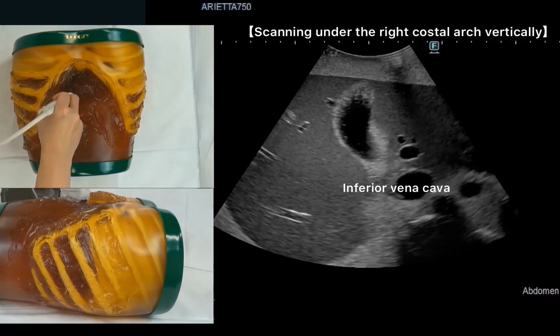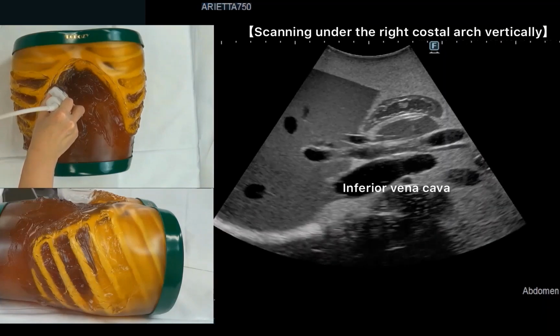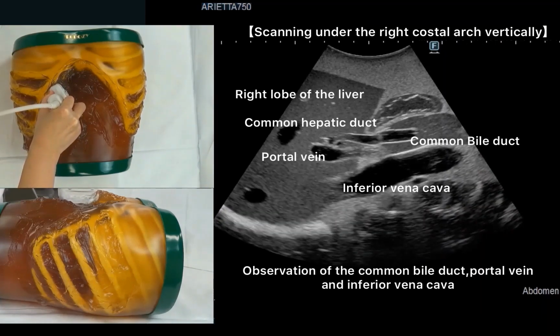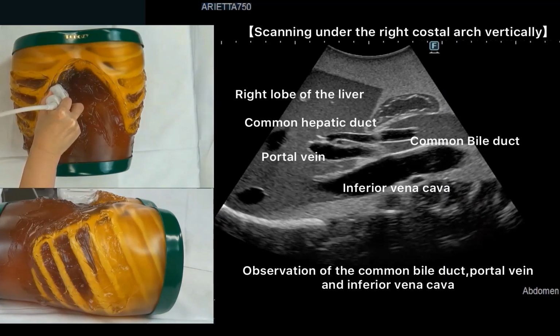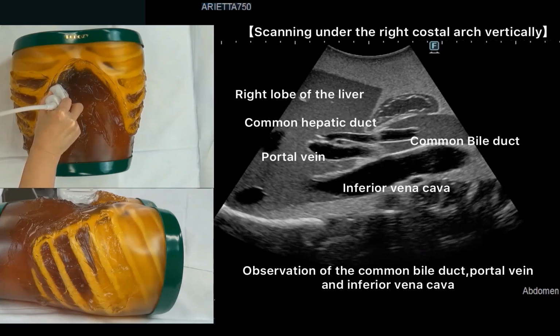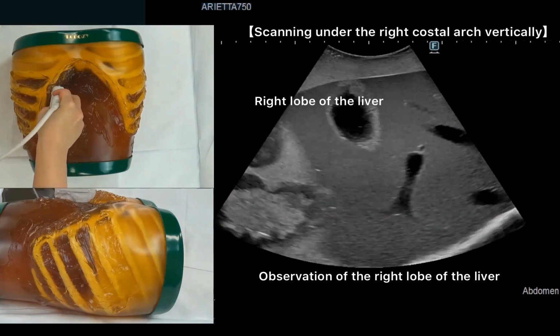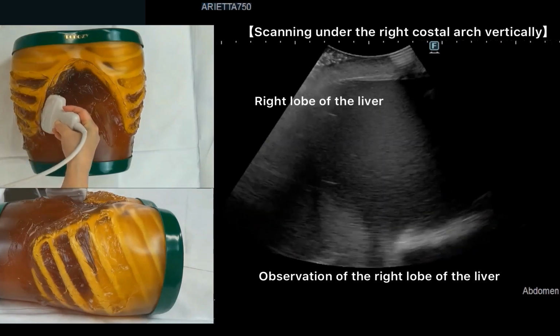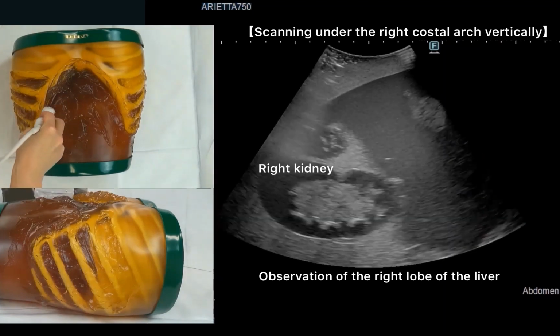Rotate it clockwise about 90 degrees and scan vertically, and you can see the portal of the liver. The common bile duct, main portal vein, and inferior vena cava can be observed here. Follow the common bile duct towards the duodenum as much as possible. After that, let's observe the right lobe of the liver from below the costal arch. The right kidney can also be observed here.